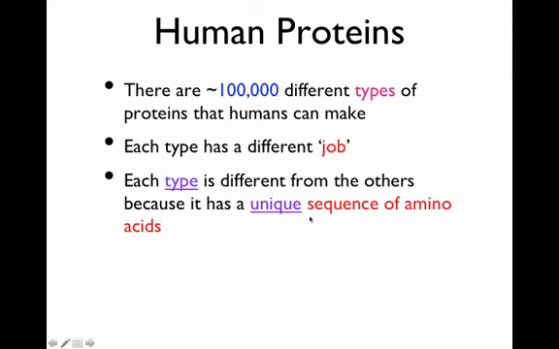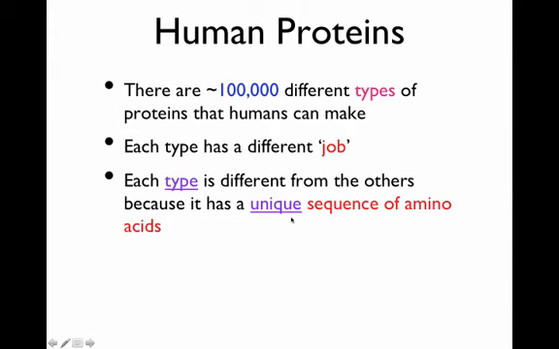And what I mean by sequence here, sequence just means the order that the amino acids are attached to each other in. So in other words, all of these protein molecules, all 100,000, are different from each other in the fact that they have the amino acids attached to each other in a different order.